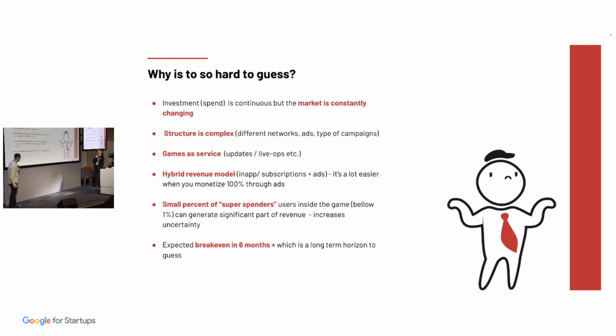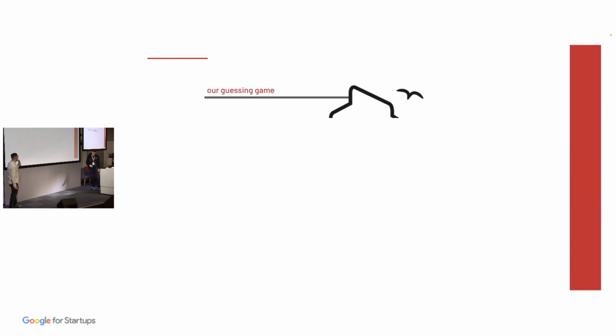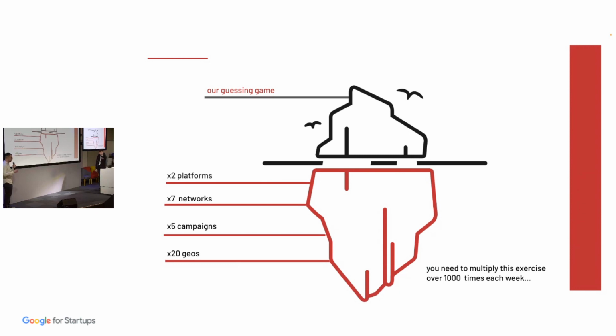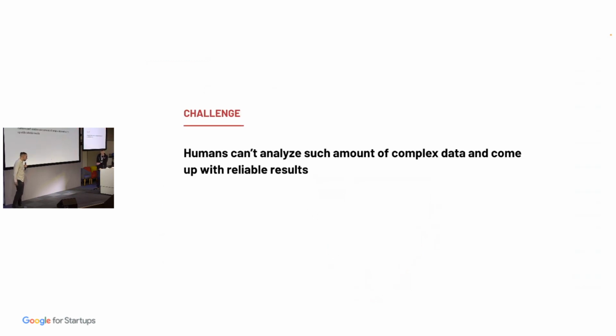And the last thing is that in our case, our expected break-even is 6 months plus, which makes all of the above issues even stronger. Yeah, and we played this guessing game, and it's just the tip of the iceberg, because if you're running those campaigns, you have more platforms, Android, iOS, networks, campaigns, geos. If you were trying to guess on your own, it's more than 1,000 guesses each week or even daily. So that makes all of that quite complicated. That's another challenge: a human can't analyze such an amount of data and come up with reliable results.